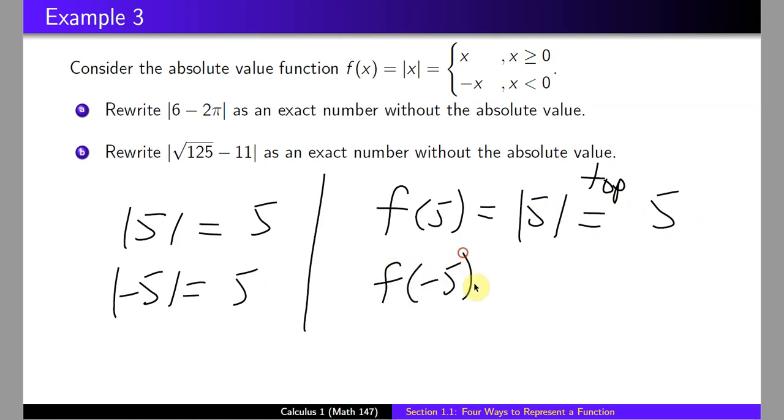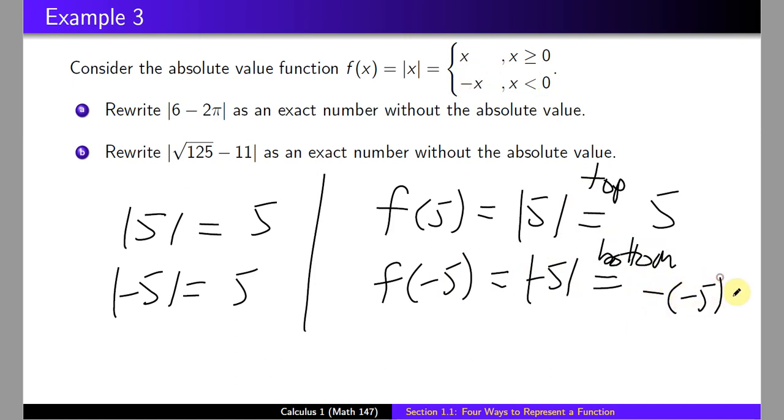f of -5, on the other hand, is going to go in the bottom piece. So this is the absolute value of -5. This goes in the bottom piece because -5 is less than 0, right? So when we plug it into that piece, it's going to be minus -5, which gives you out 5. So that's how the absolute value works.